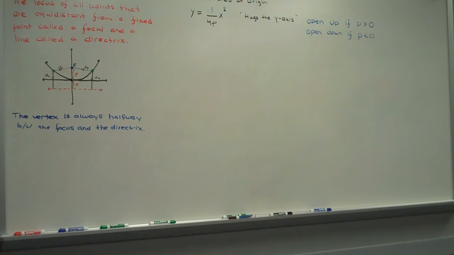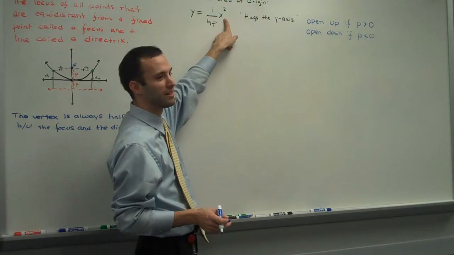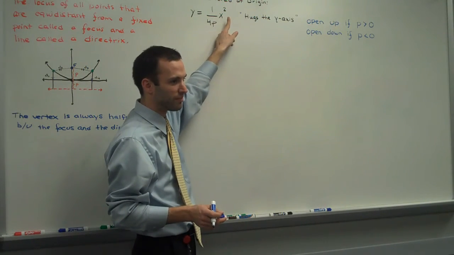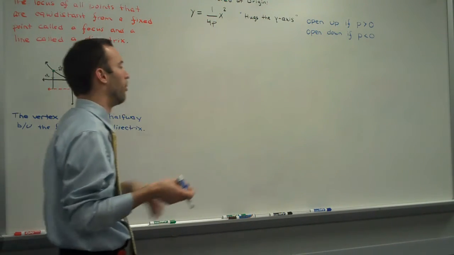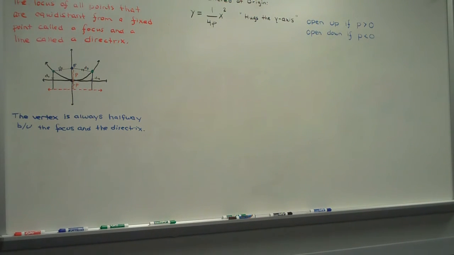So far, folks, with the exception of this 1 over 4p thing, what if P is 0? Well, then it's not a parabola. It's a good question. If this distance is 0, then there's no focus and then there's no directrix, and it's just a point. That's kind of interesting, because regardless of what x is, this whole thing is going to go to 0. So it's just a point, just a location, I guess.